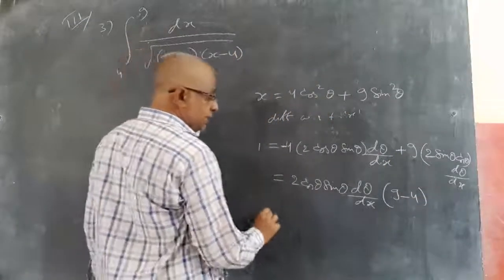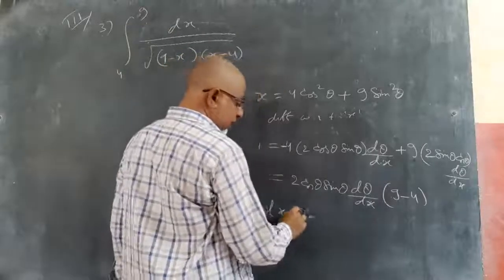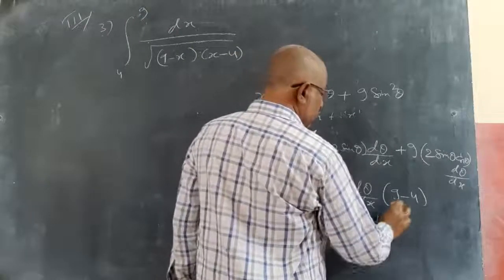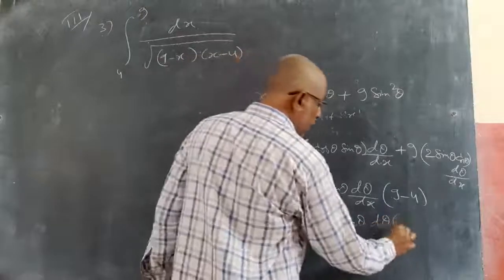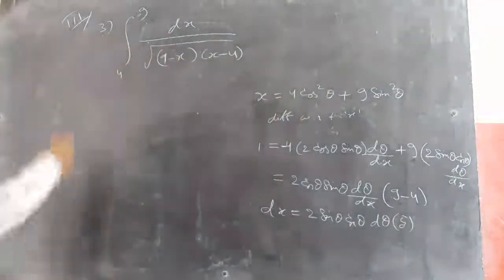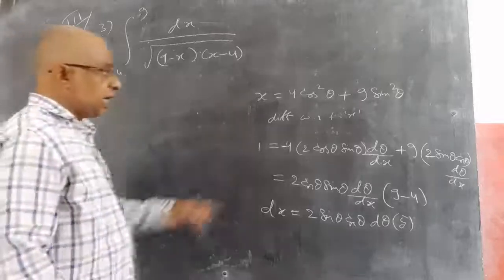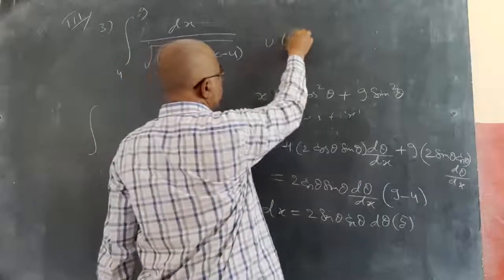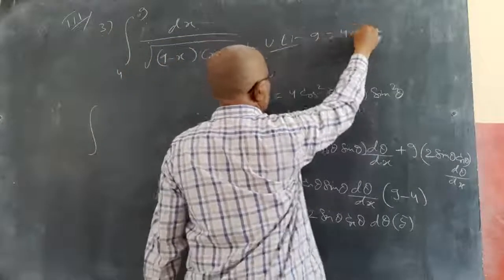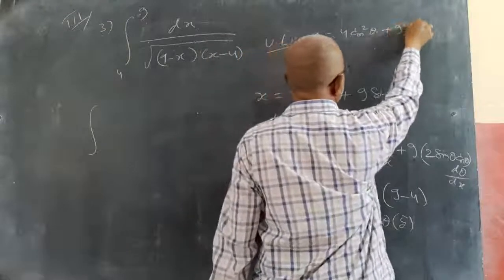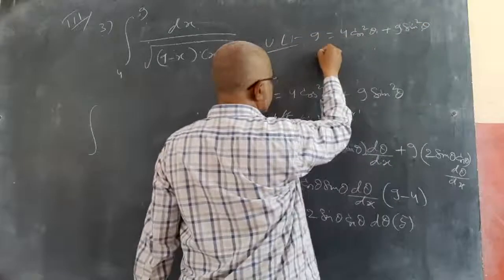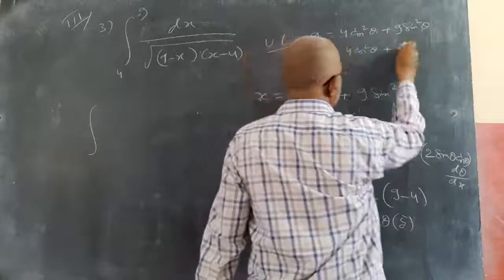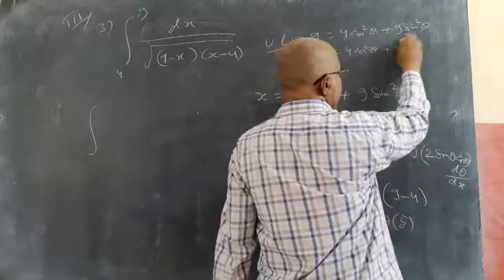Now dx to this side, this becomes dx equal to 2 sin theta cos theta d theta into (b minus a), that is 9 minus 4, 5, into 5. Now if I substitute here and change the limits, for the upper limit 9, if I substitute, 9 equal to 4 cos square theta plus 9 sin square theta. And if I bring 9 to this side, 0 equal to 4 cos square theta plus 9 into (sin square theta minus 1).